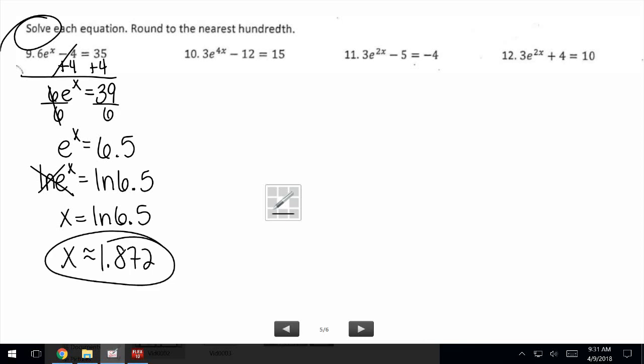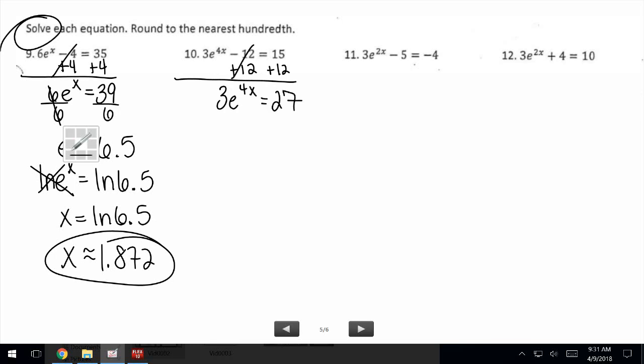All right. If anybody cannot get that number, let me know. All right. What about number 10? What do you see that you can move first? 12. How do you move the 12? Add it. There you go. All right. What's 15 plus 12? And the opposites canceled out. So the negative 12 and the positive 12 cancel out.